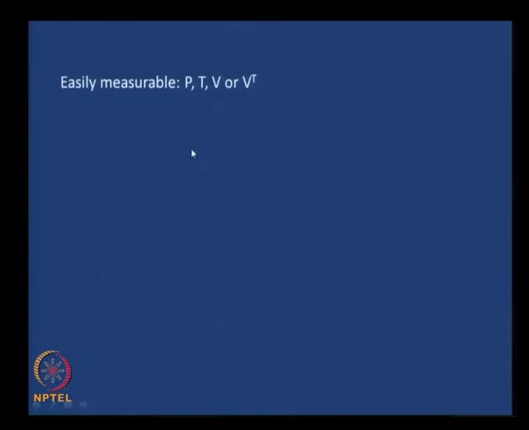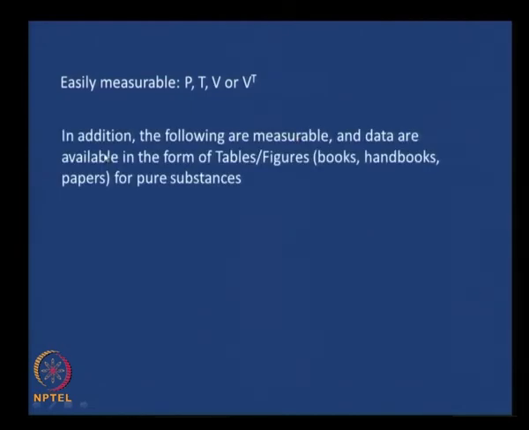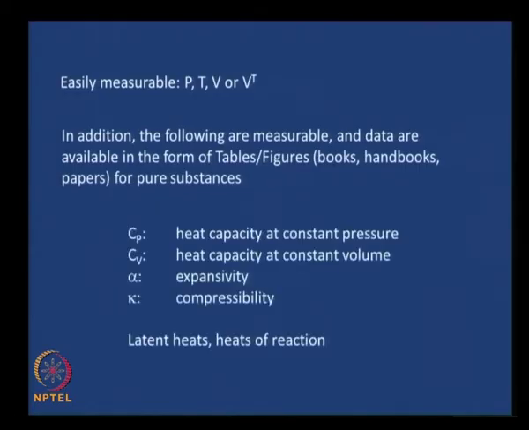Okay, to recapitulate, the easily measurable ones are P, T, V the molar volume, or Vt the total volume. In addition, the following are measurable and the data is available in the form of tables or figures in books, handbooks or papers for pure substances. Some of these are available at the back of your textbook, Smith, Van Ness and Abbott. Cp, heat capacity at constant pressure, the data is available. Cv, heat capacity at constant volume, the data is available.